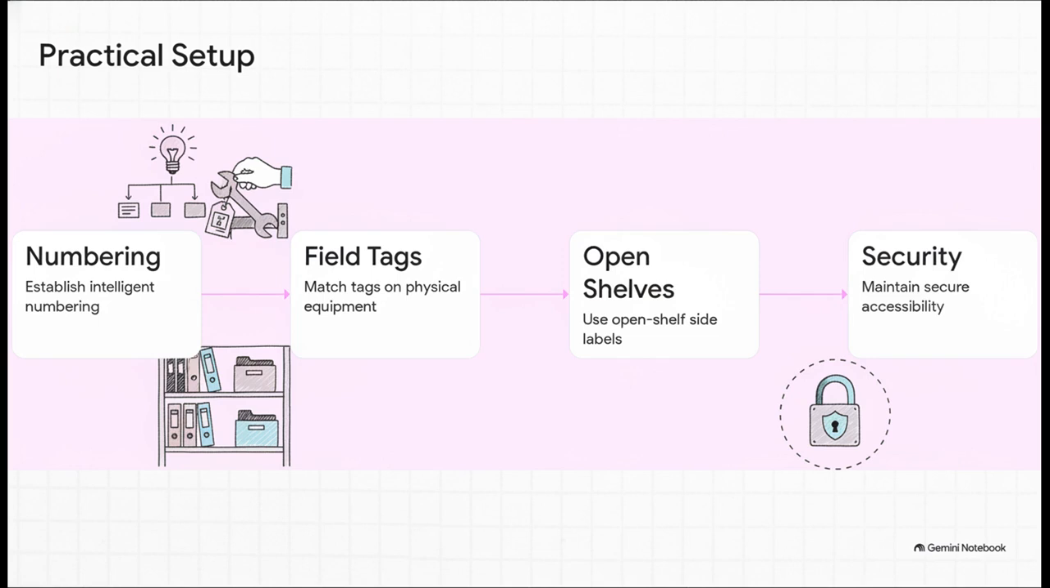Once you have your intelligent numbering established, step 2 is absolutely vital: matching field tags. You have got to hang matching physical tags right there on the actual equipment out in the field. This ensures that when operators write a work order, they tie it to the exact right number. That's the crucial link that lets the planner actually find the correct minifile later. From there, you set up open shelf labels, and finally, you maintain secure accessibility.